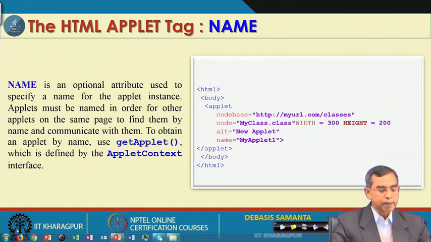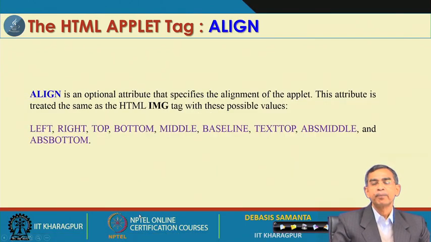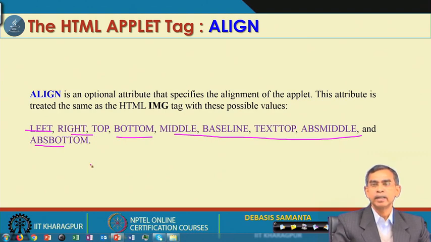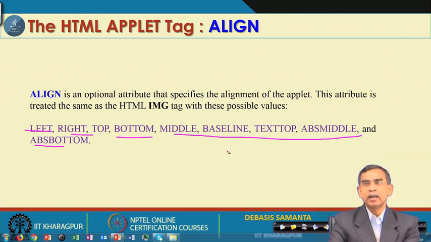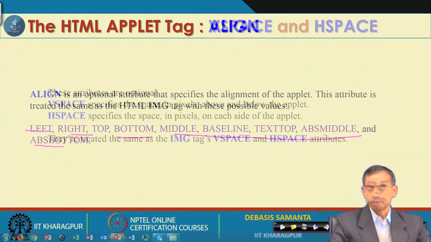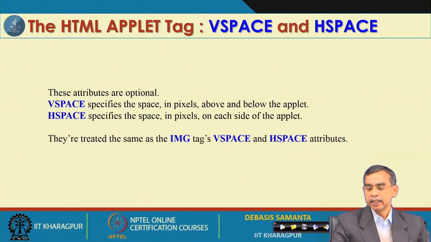There are a few more tags. Align means you can view your applet in a particular position. For example, there are many positions: left, right, top, bottom, absolute bottom, and so on. You can mention these specifications so that the applet will be placed accordingly, whether left side, right side, top, bottom, absolute top, or top of some text. So, these are basically for placing an applet in an HTML page, the HTML view window that is browsed by the applets. And V space and H space are used as follows.